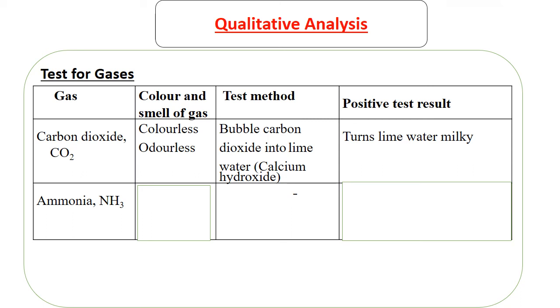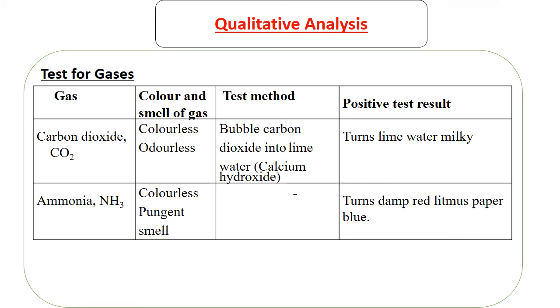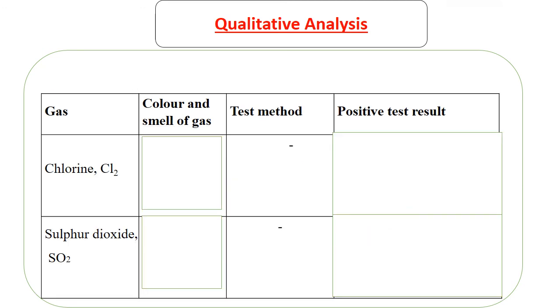We go to ammonia. Ammonia is different. It is colorless, but it has a very strange smell like rotten eggs, or urine. That's the smell for ammonia. So what's the test method for ammonia? You can test by smelling. Once you smell it, you can tell that it is ammonia. Or you can use a red litmus paper, and ammonia is going to turn it blue. Since ammonia is basic, it's going to turn red litmus paper blue.